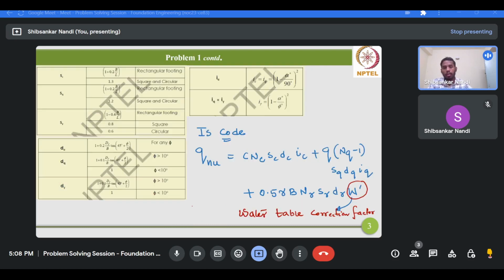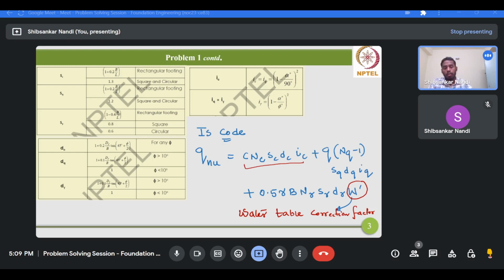So instead of ultimate bearing capacity, it directly gives the net ultimate bearing capacity, and this is the expression for it. As you can see, this is the first component, c Nc sc dc ic. This is the second component, q times (Nq minus 1) sq dq iq. And this is the third component, 0.5 times gamma B N gamma s gamma d gamma W prime. So this W prime is the water table correction factor.